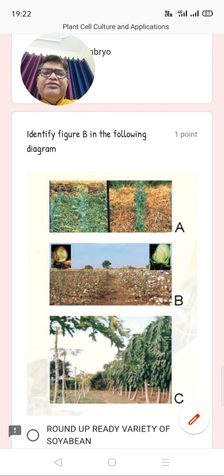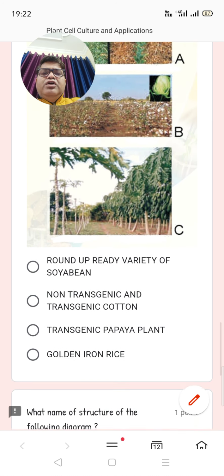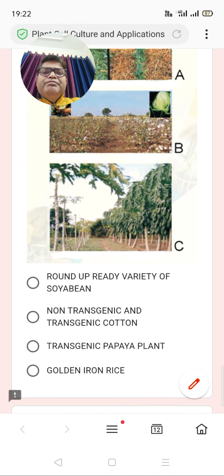Okay. Next, this is also a question related to diagrams. Identify the figures in the following diagrams. Okay. So Roundup Ready variety of soybeans.